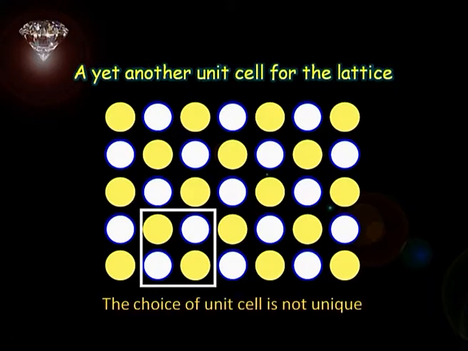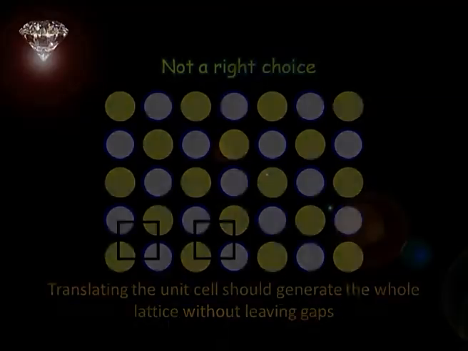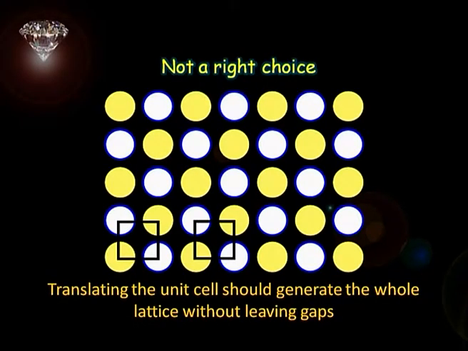So, what do we conclude from here? The choice of unit cell is not unique. For a given lattice, you may have n number of possible unit cells, but typically, out of all the possible unit cells, the smallest one is taken as the unit cell, because that is the norm, a convention we follow. Now, is this a unit cell?